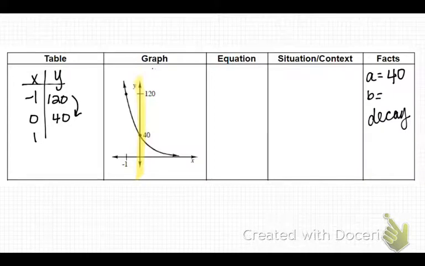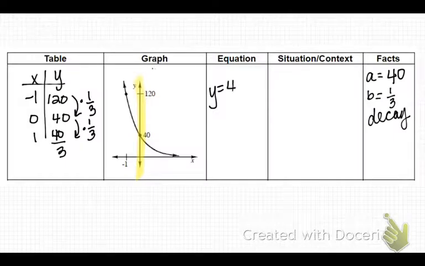So how do I get from 120 to 40? Divide by 3, which means times 1/3. So 40 times 1/3 is like 13 1/3 or something. But I'm going to write 40 over 3 because that means the same thing. So then what is B? What is my multiplier? 1/3. Does that make sense? Yeah. Okay. My equation is y equals what? Y equals 40, parentheses 1/3.